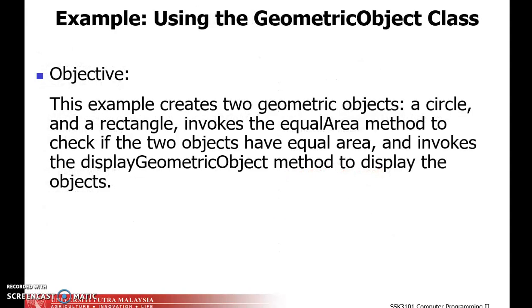Okay, right guys. We continue to the next slide. According to the example given, the GeometricObject class from the previous section will be used again, but this time we have another new method called equalArea to check if the objects created in Circle and Rectangle have equal area or not. Then the program will invoke another new method called displayGeometricObject to display the object.